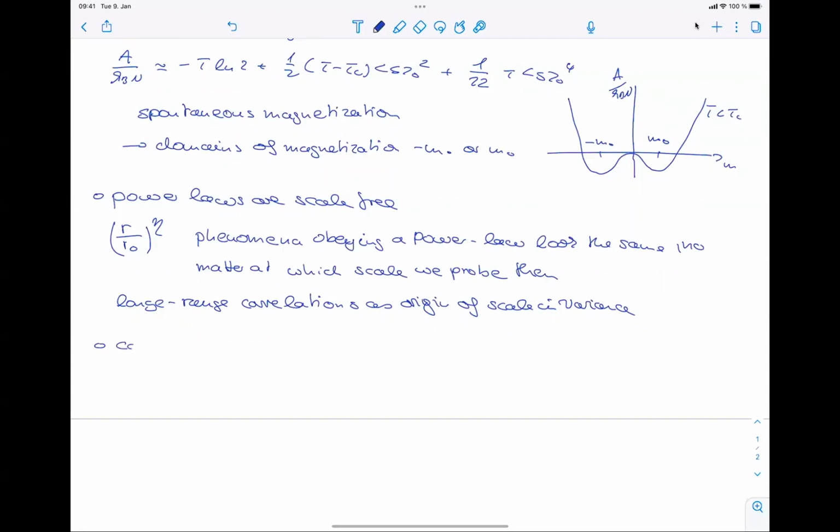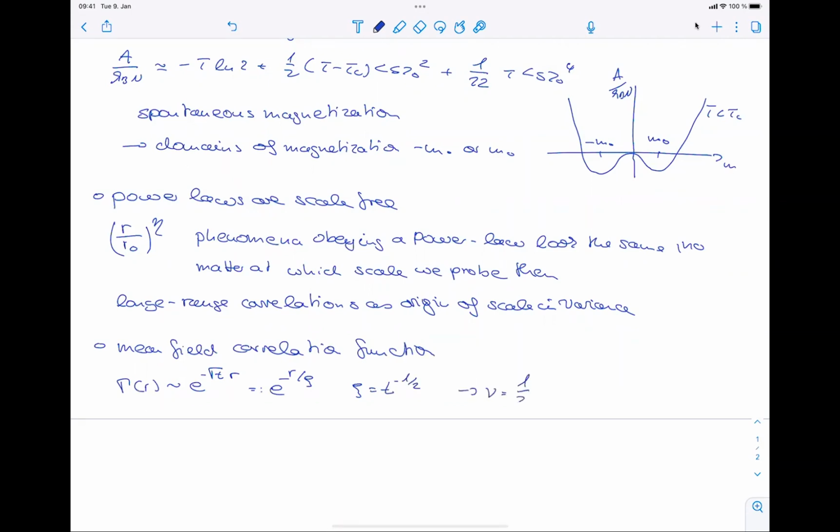And then we derived the mean field correlation function to find that the correlations obey an exponential decay with minus square root of the reduced temperature r. And if we identify this with the expected behavior of an exponential decay driven by the correlation length, then we identify this correlation length to be t to the minus half, which gives us the last critical exponent, nu, being half.